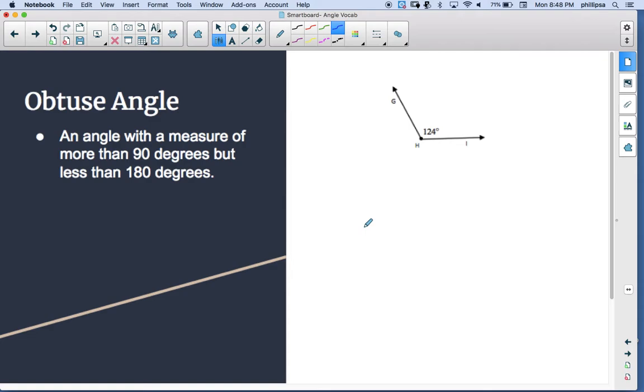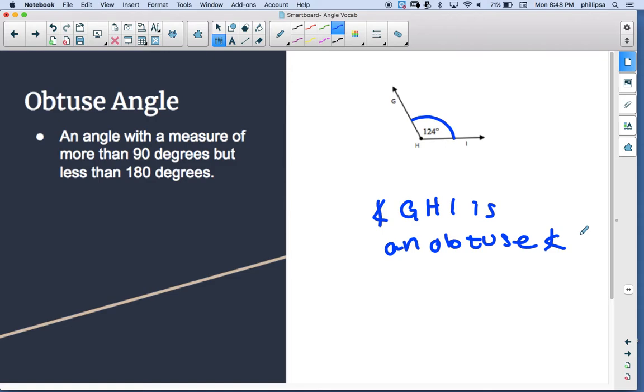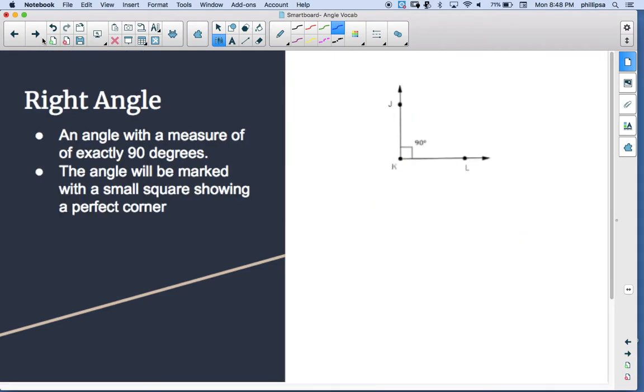So then there's your obtuse angles, which are more than 90 degrees, but also less than 180 degrees. So here is an obtuse angle, because 124 would definitely fit the criteria. So we can say that angle GHI is an obtuse angle. There wouldn't necessarily be any specific markings that you would need to know for an obtuse or an acute angle, but just the recognition of where they are.